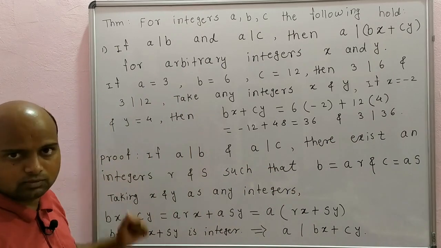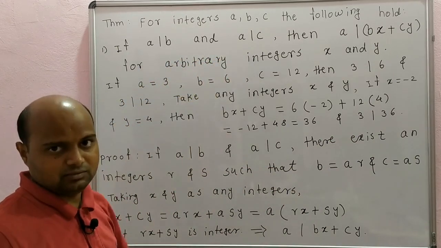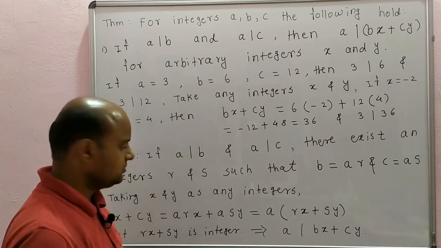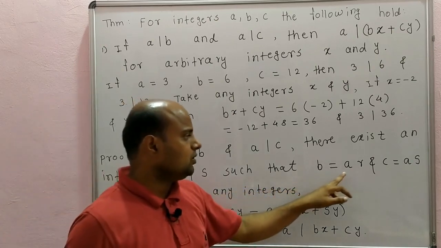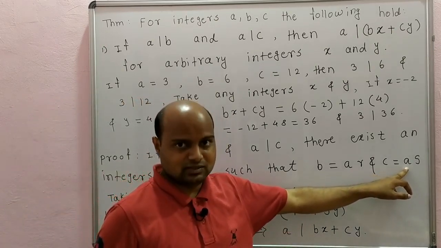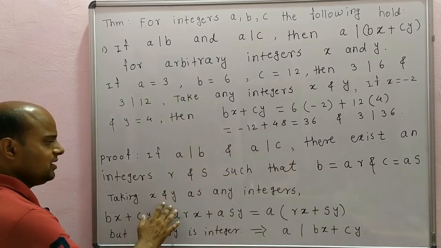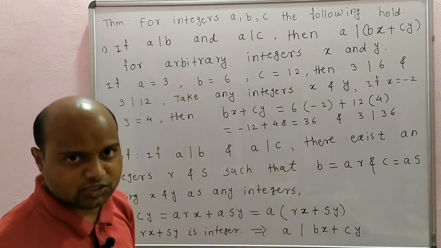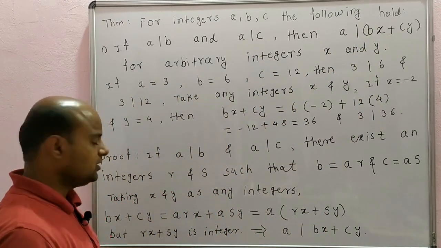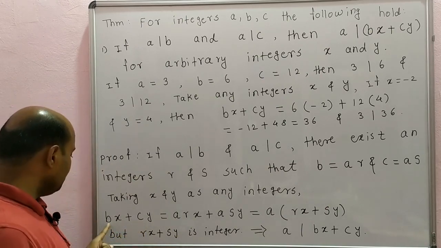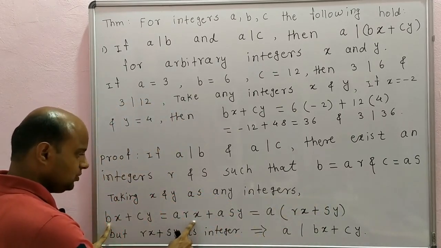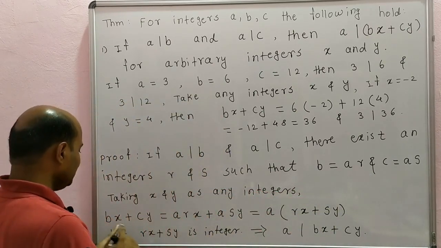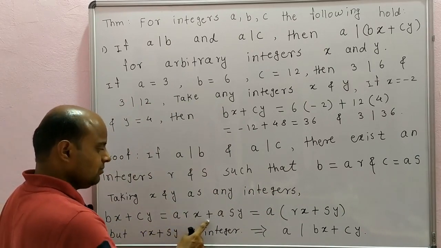We will prove this result now. What do we have? A divides B and A divides C. By definition, there exist integers R and S such that B equals AR and C equals AS. Take x and y to be any integers, because we have to prove A divides Bx plus Cy for arbitrary integers. Consider Bx plus Cy. Put the value of B as AR times x, plus the value of C as AS times y. So we get Bx plus Cy equal to ARx plus ASy.